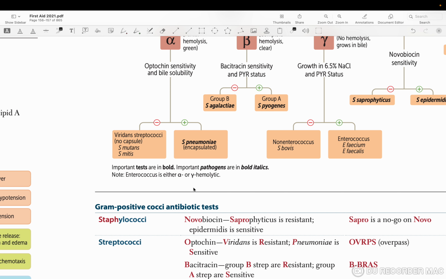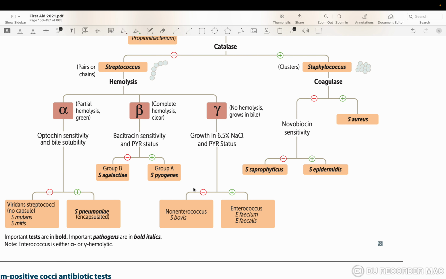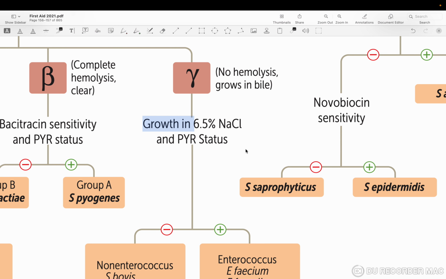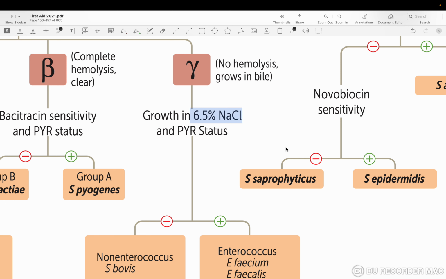Okay? So the next thing here we have is gamma hemolysis, which means no hemolysis. Gamma hemolytic means it does not have any hemolysis. But they grow in 6.5% NaCl. So I have a question. If they tell you the organism grows in 6.5% NaCl, is it hyperosmolar or hypoosmolar?